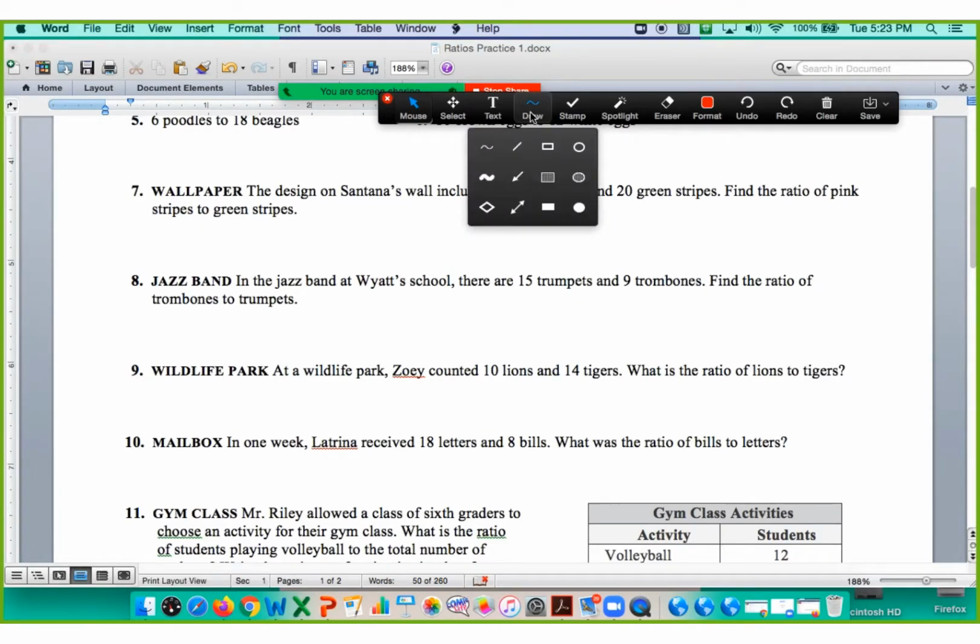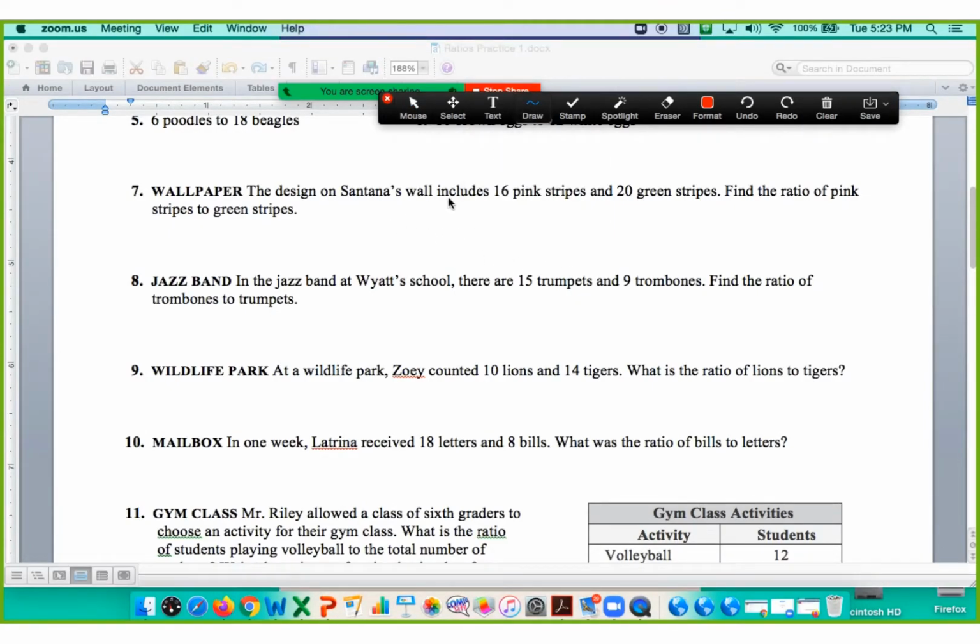I think we'll do number 7. It says the design on Samantha's wall includes 16 pink stripes and 20 green stripes. It says find the ratio of pink stripes to green stripes. So here you got to put the pink first on top, and then the green, which comes last, goes in the bottom. You got to put the numbers in the right order. If you don't, then the answer is going to be wrong. All right, so pink first, green last.